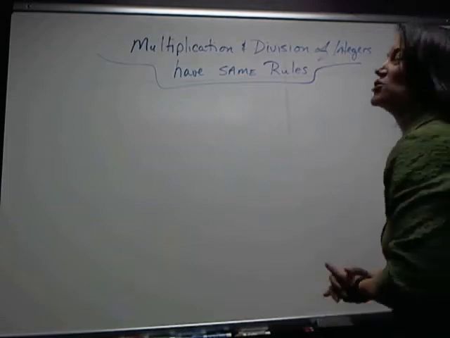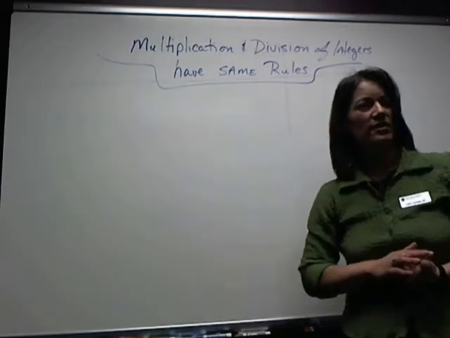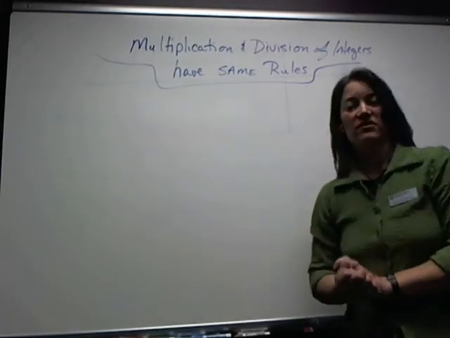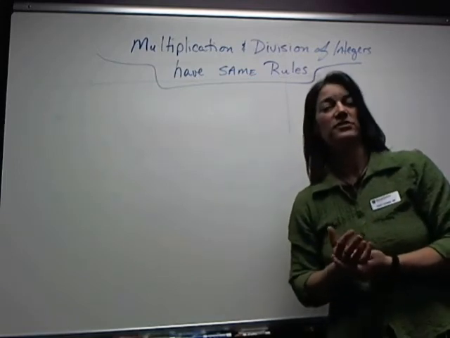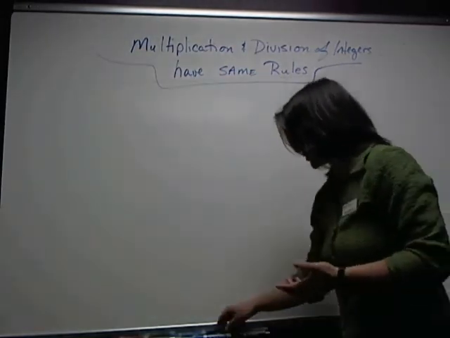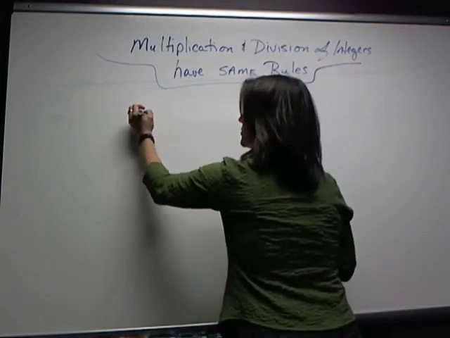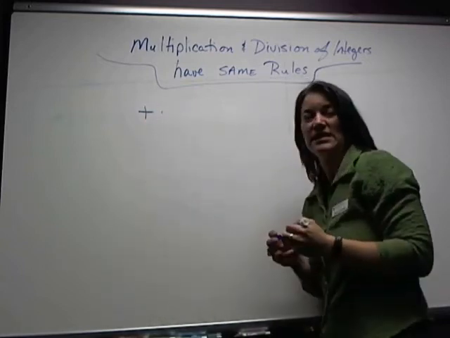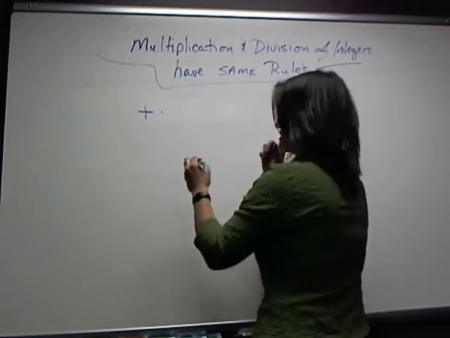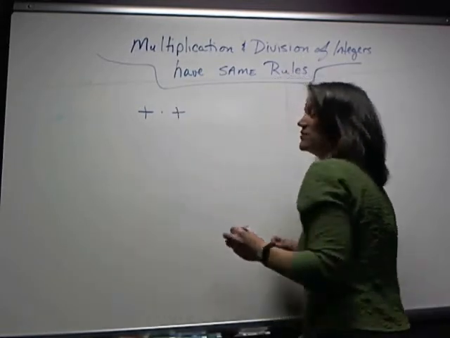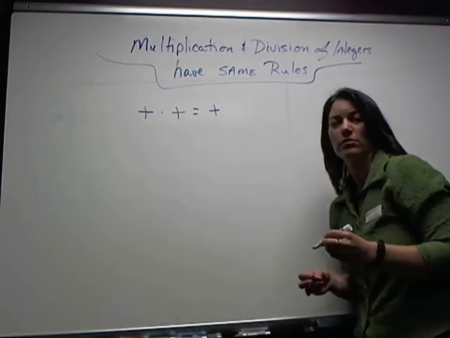Now the multiplication and division of integers have the same rules. They are different than the adding and subtracting rules, but they at least share the exact same rules. So whatever holds true for multiplication also holds true for division. And the rules simply state that if we have a positive number times, and I'm using the raised dot to indicate multiplication, we don't use the cross for multiplication, a positive number times a positive number will give us a positive number.